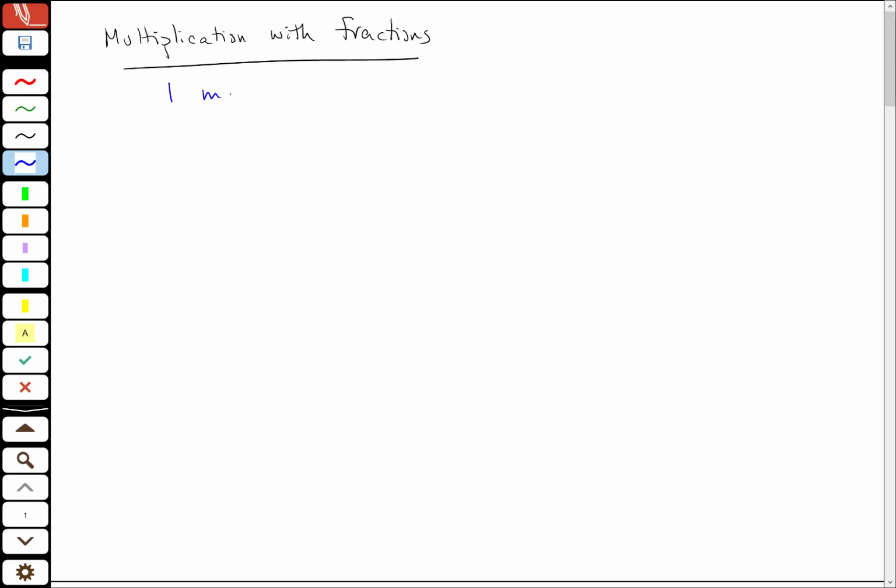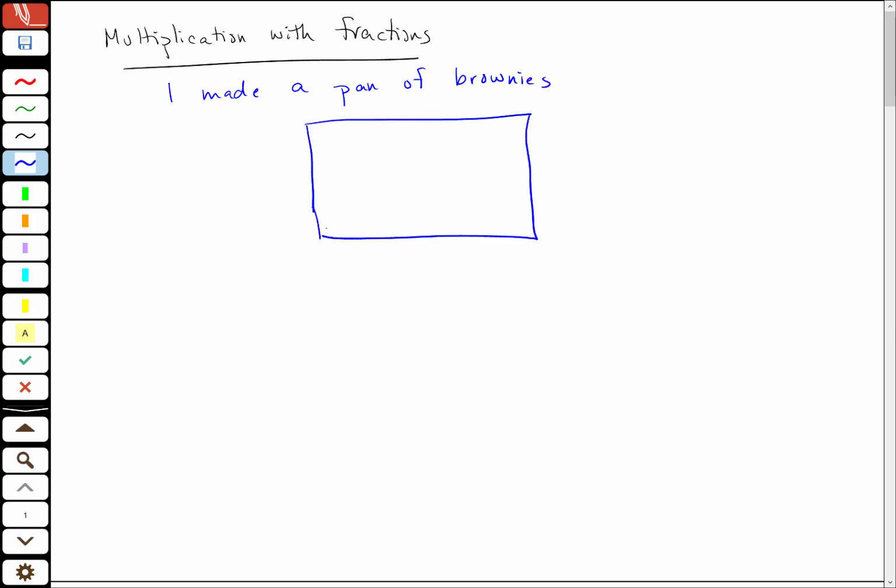So, like, I made a pan of brownies. Okay, there it is. Right? And my two kids came home and ate a third of the pan, let's say, and left 2/3.